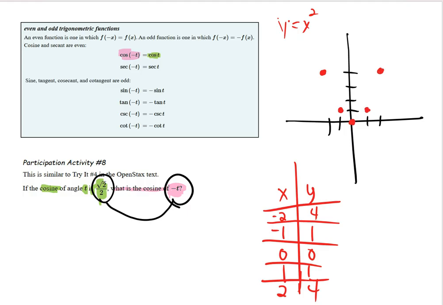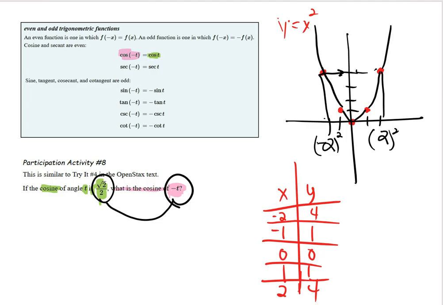And if you were to connect the dots to make the parabola, this is an even function because no matter what your x is, like when x is 2 or x is negative 2, when you square it, you will get the same y coordinate of positive 4. That's considered an even function.